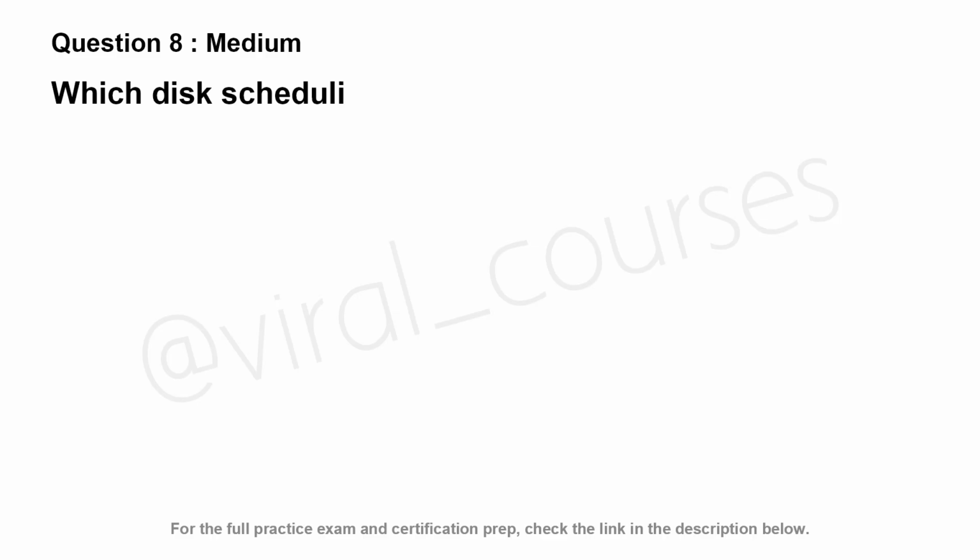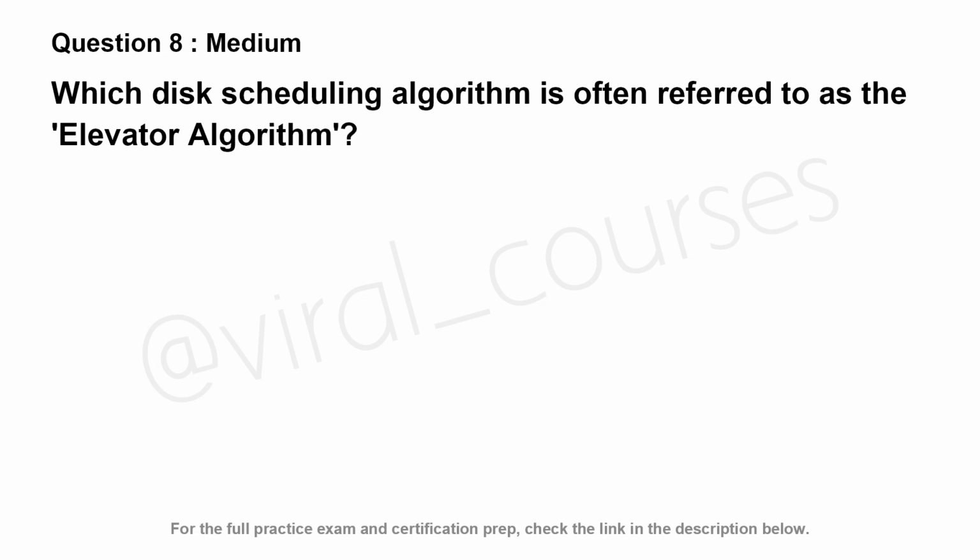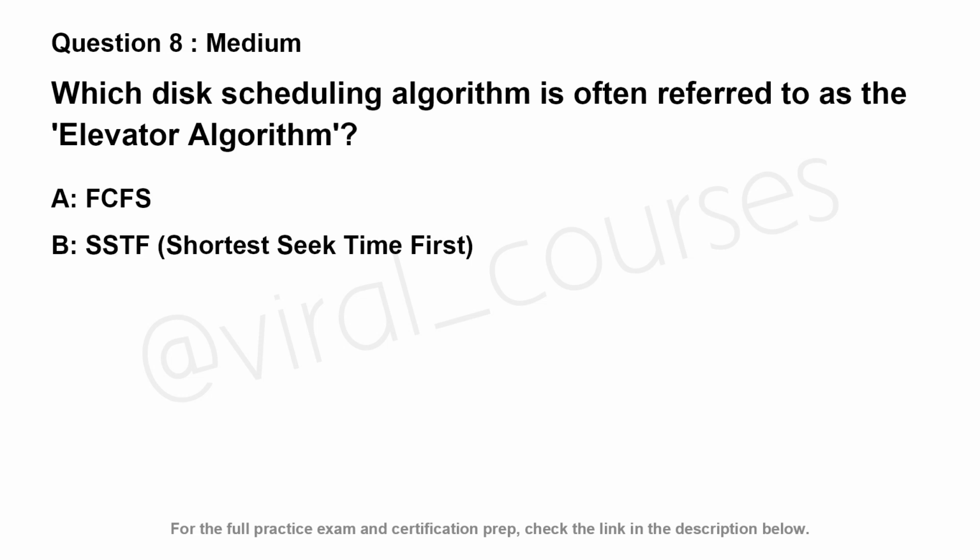Which disk scheduling algorithm is often referred to as the elevator algorithm? Option A, FCFS. Option B, SSTF, shortest seek time first. Option C, SCAN. Option D, C-LOOK.